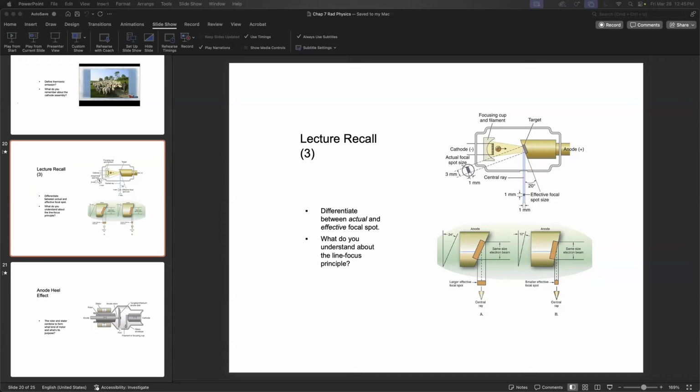So then we can say succinctly the angle of the anode is directly related to the size of the effective focal spot. All right.